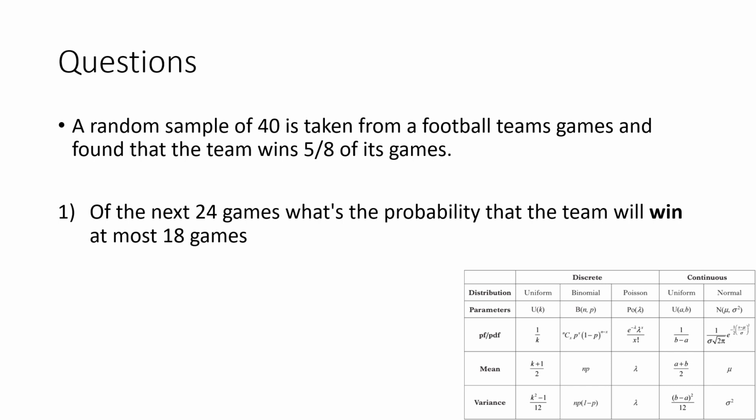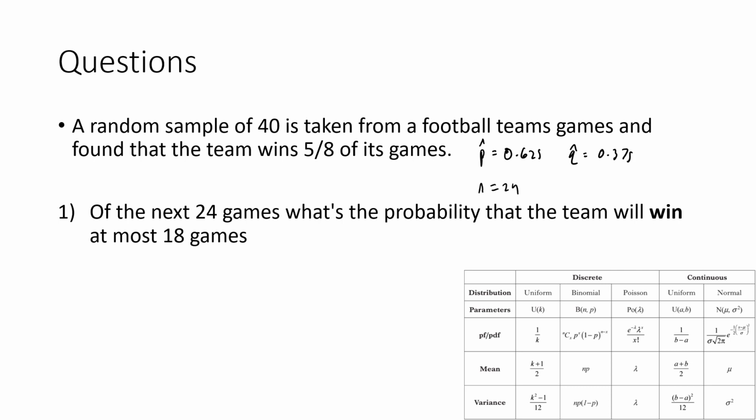A random sample of 40 is taken from a football team's games and found that the team wins 5 out of 8 of its games. Of the next 24 games, what's the probability that the team will win at most 18 games? First thing I do here is I write the probability of success with 5 over 8, which is 0.625. Probability of failure, which is 0.375. Number of trials, which is 24.